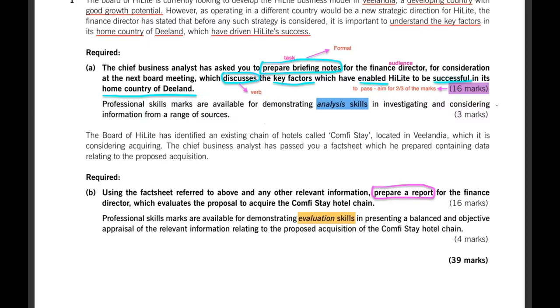For consideration at the next board meeting. All right. Which discusses, that means this is a question verb. Question verb here is discusses. So you must know what it means. I think we went through yesterday.